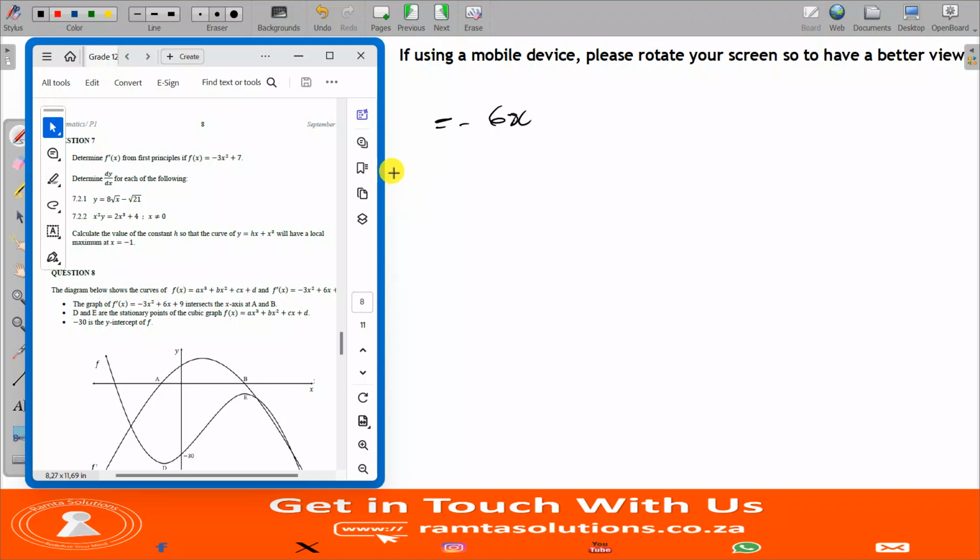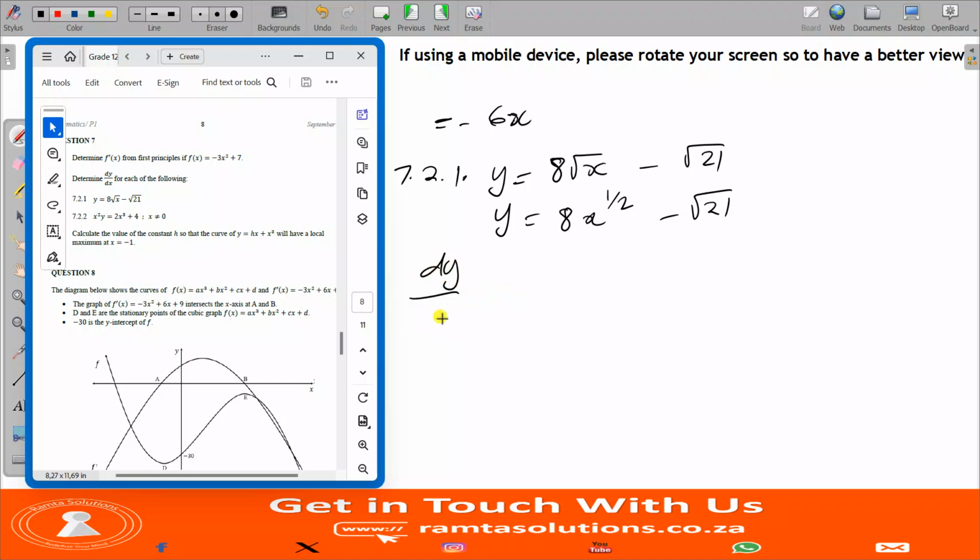Okay. 7.2.1. Question 7.2 says determine dy/dx for each of the following. 7.2.1: y is equal to 8 square root of x minus square root of 21. This is similar to saying y is equal to 8x to the power half minus square root of 21.